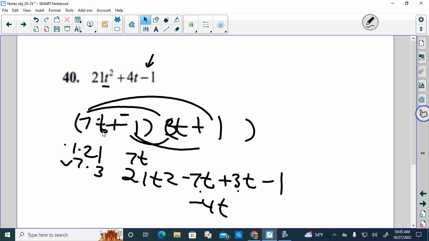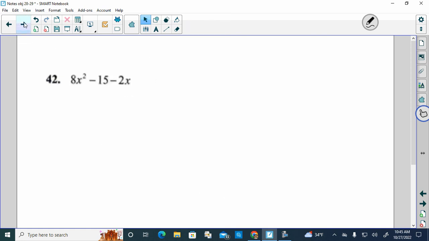Okay, so the answer is 7t minus 1 and 3t plus 4. Okay, last one. So 8x squared minus 15 minus 2x. I think it's going to be 2 and 8, 2 for a week.